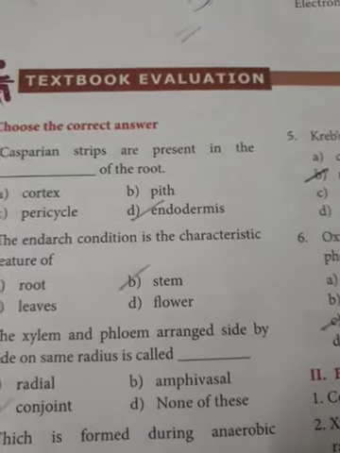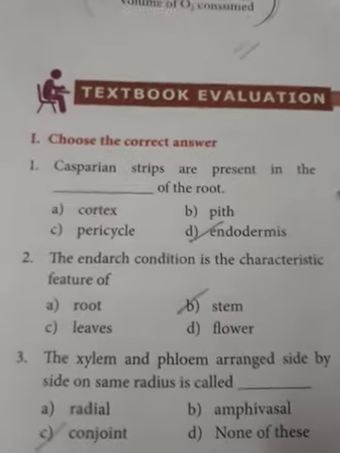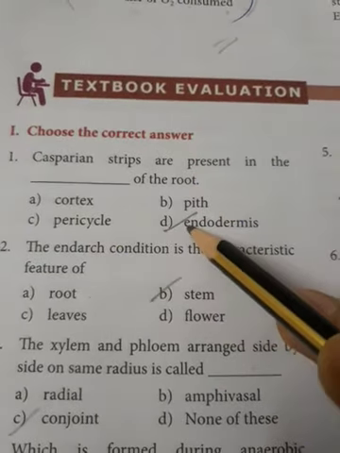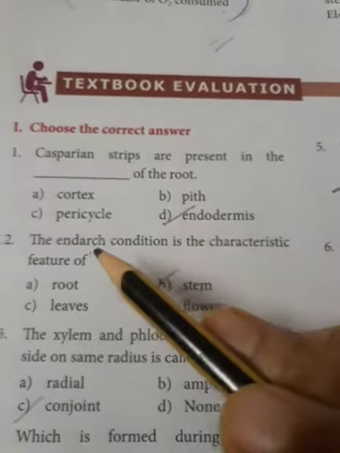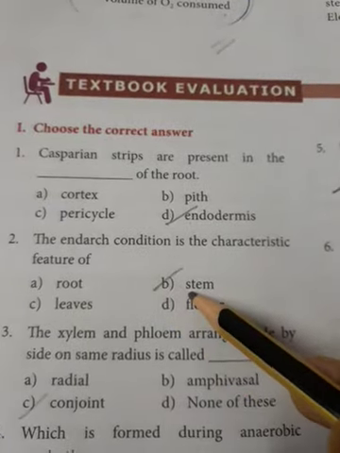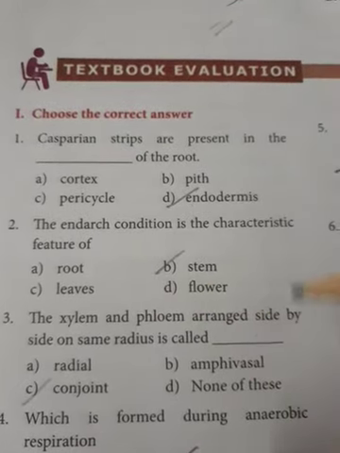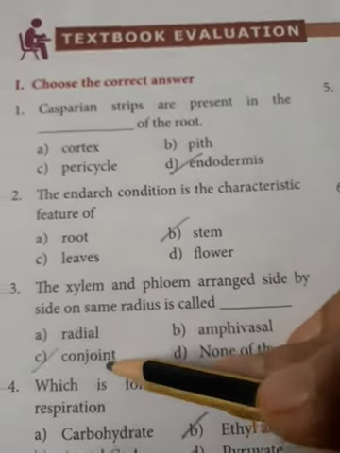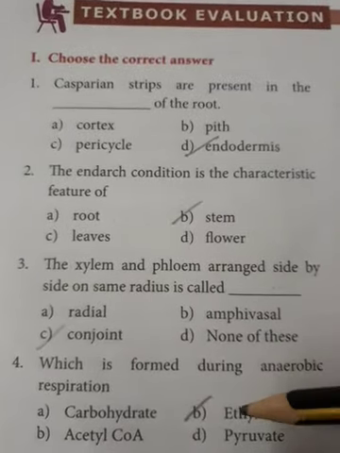Now we have come to the textbook evaluation. First Roman letter, choose the correct answer. First question, the right answer is endodermis. Second one is stem. Third one, xylem and phloem arranged side by side on the same radius is called conjoint. Fourth one, it is ethyl alcohol.